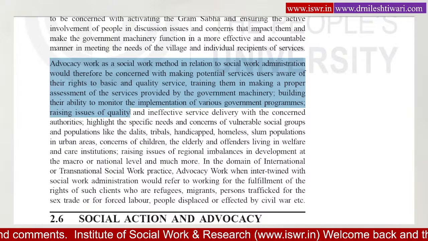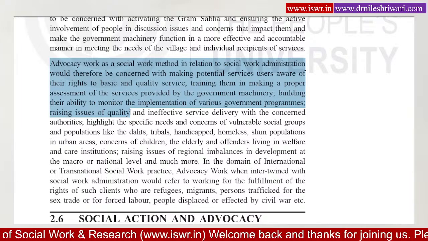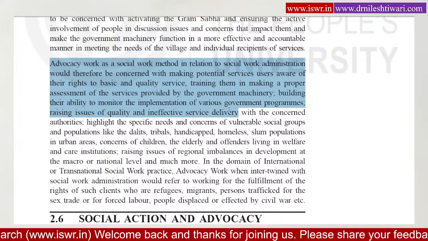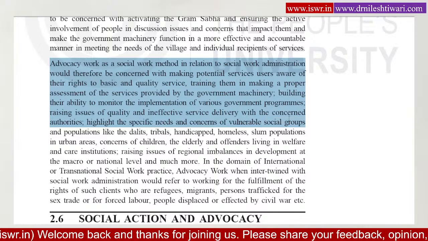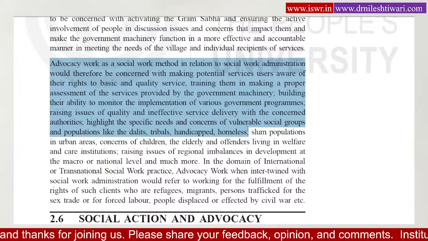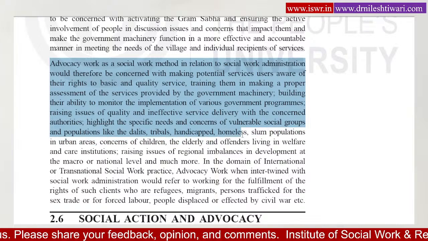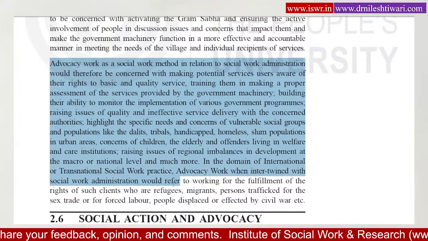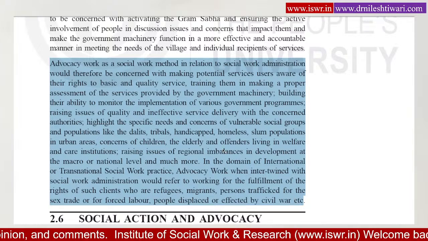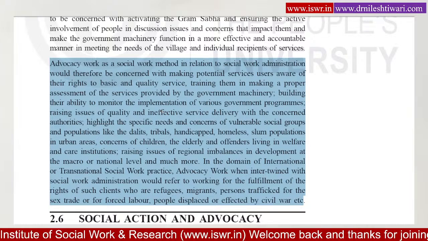If somewhere there is injustice, there should be advocacy to raise voice against all these things. Or sometimes there is ineffective service delivery. Highlight a specific need of concerned vulnerable groups like Dalit, tribal, handicapped, homeless, slum population in urban areas, or concerns of the children, elderly, all these things. So these are some of the areas where social work practice is conducted through advocacy, right?